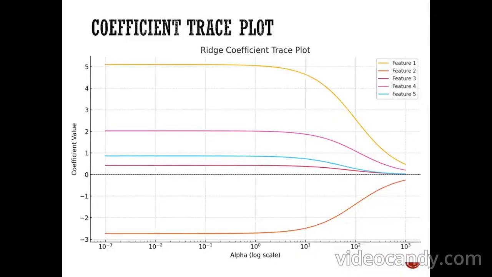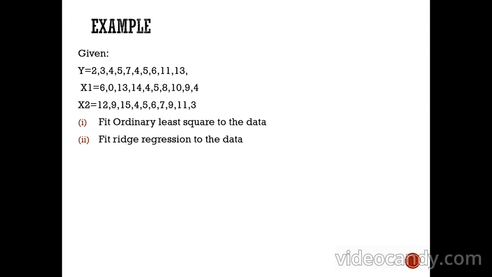Towards 0. Now let's look at an example. Now suppose we have y: 2, 3 up to 13, x1: 6, 0 up to 4, then x2, I mixed it up, I put it as x3 anyway. So fit ordinary least squares to the data, fit a regression to the data. What are we supposed to do?